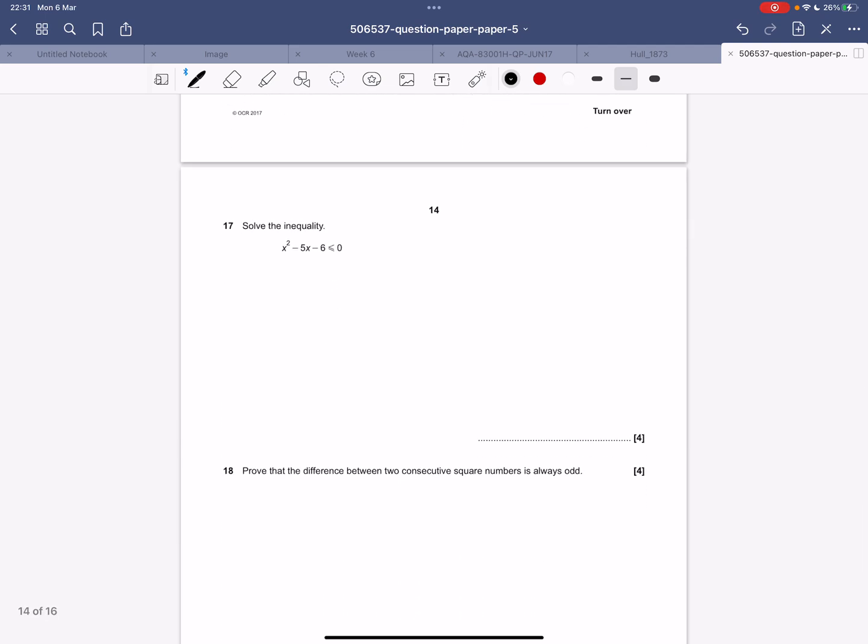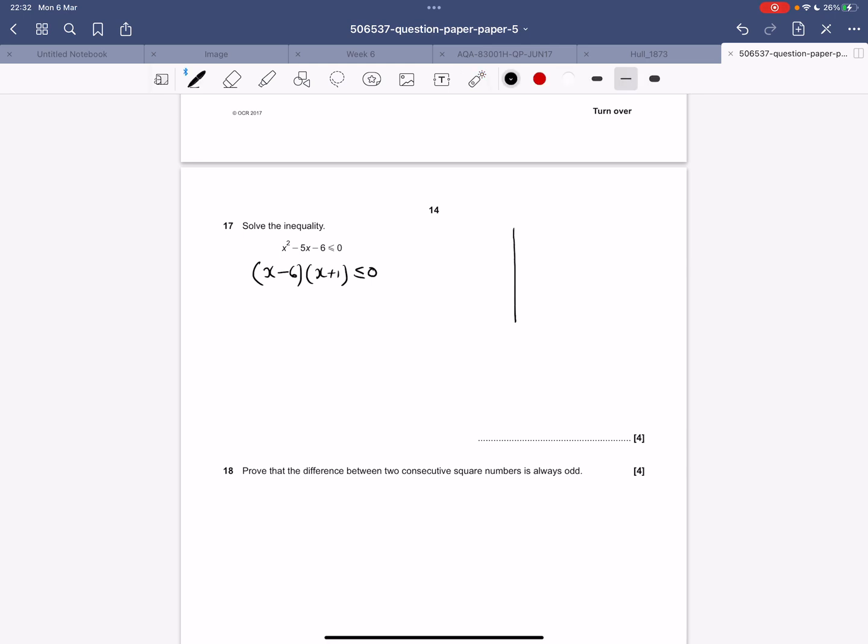Solve the inequality x squared minus 5x minus 6 is less than or equals to 0. I'm just going to see how they do that in here. Yeah, I haven't really got a method, so that's fine. X squared minus 5x minus 6 is less than or equals to 0. So this factorises as x minus 6, x plus 1 less than or equals to 0. Minus 6x plus 1x is minus 5x, and that's minus 6.